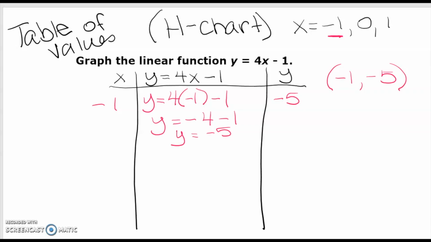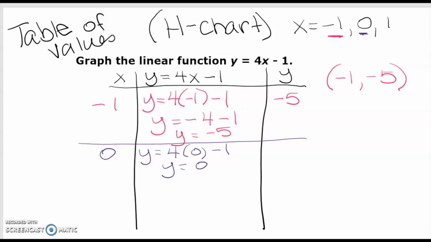That's just 1 point on the graph, okay? Another point on the graph, this time I'm going to plug in 0. So y equals 4 times 0 minus 1. 4 times 0 is 0, and 0 minus 1 is -1. So another point on this line is 0, -1.